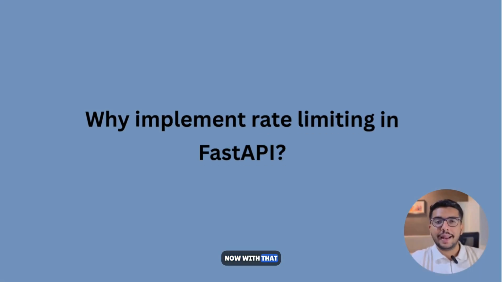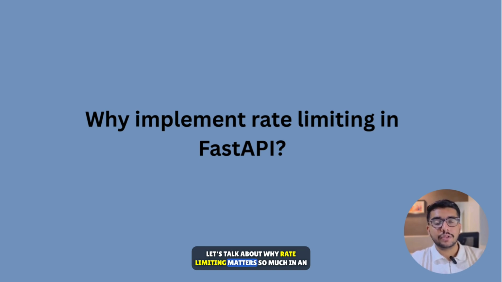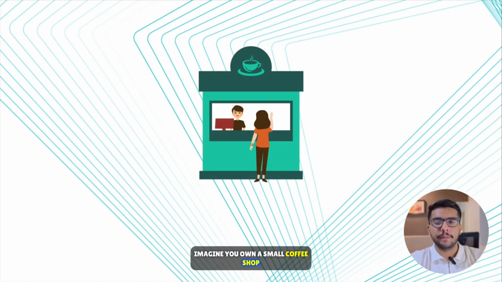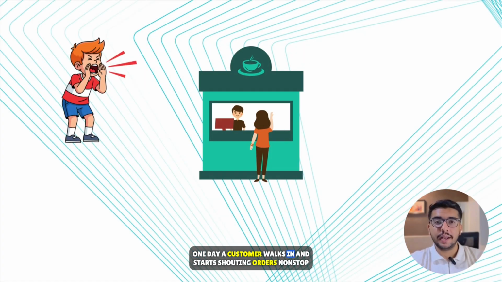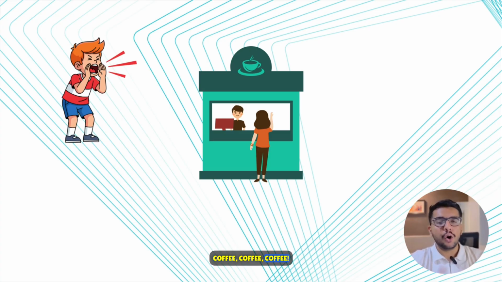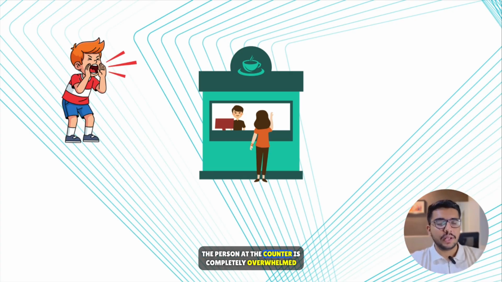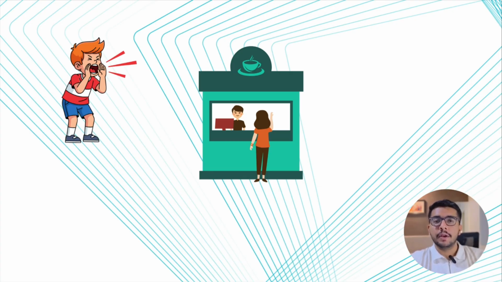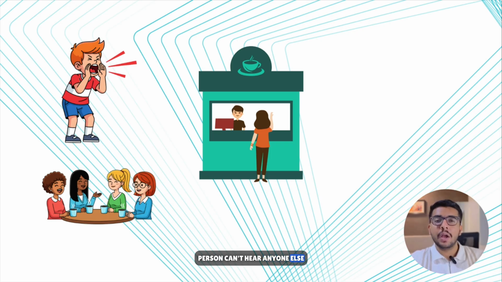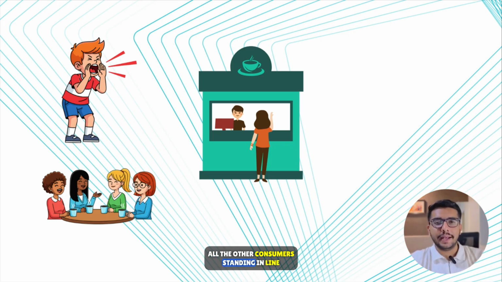Now, with that, let's talk about why rate limiting matters so much in an API that is built using the FastAPI framework. Imagine you own a small coffee shop. One day, a customer walks in and starts shouting orders non-stop. Coffee, coffee, coffee, over and over again. Now here's the problem. The person at the counter is completely overwhelmed. They can't hear anyone else. All the other customers standing in line are blocked. They can't get served even though they did nothing wrong.